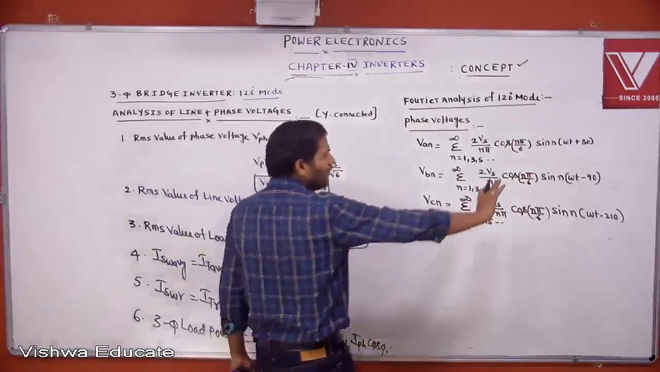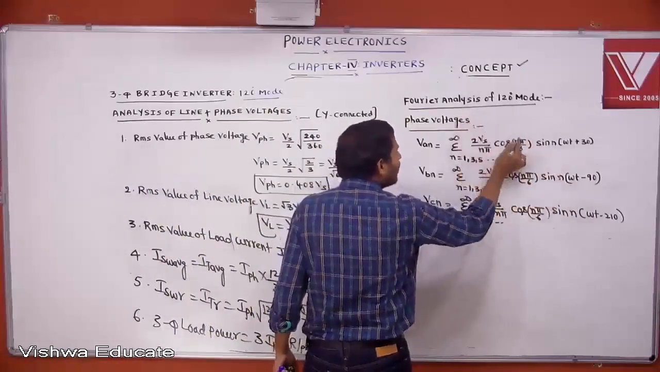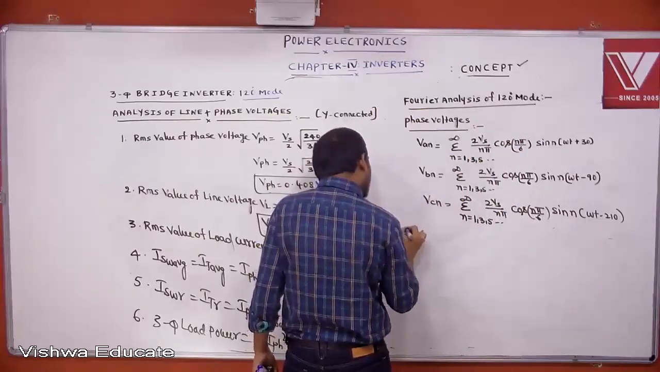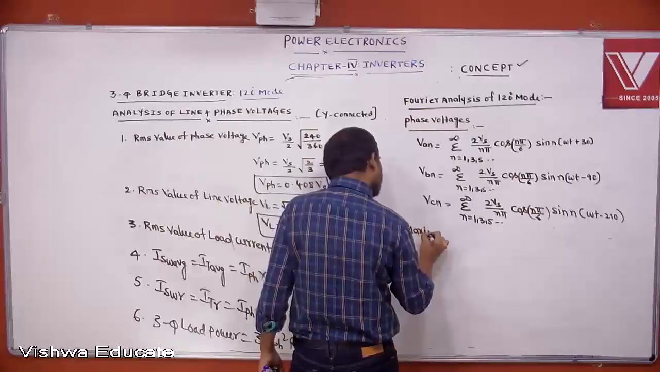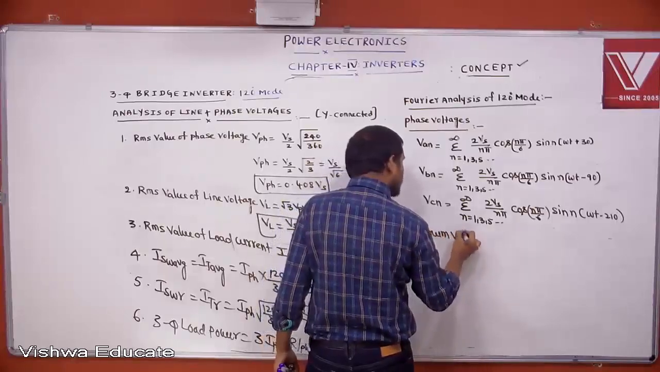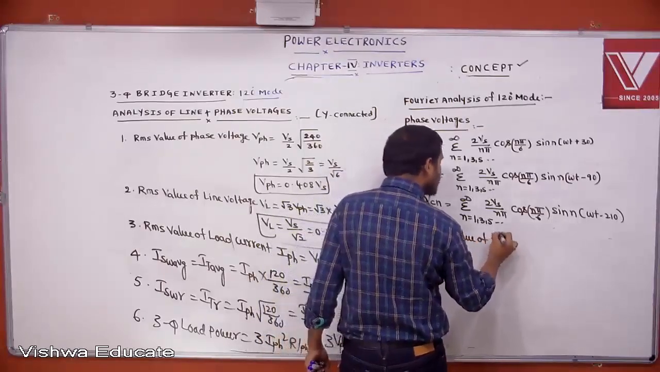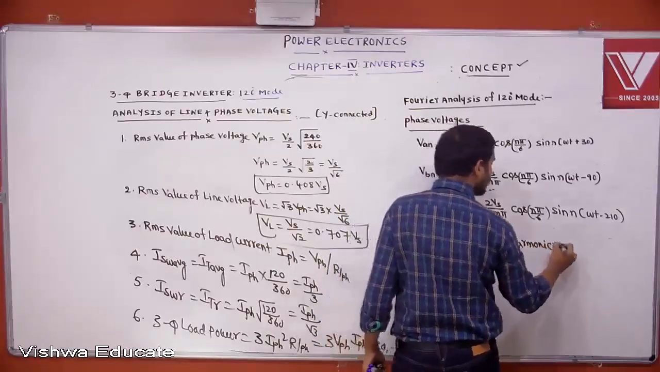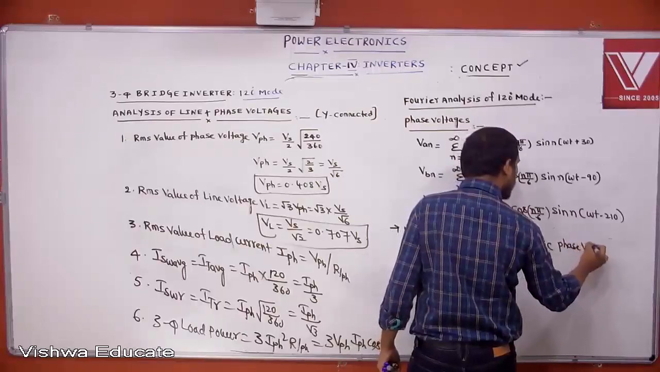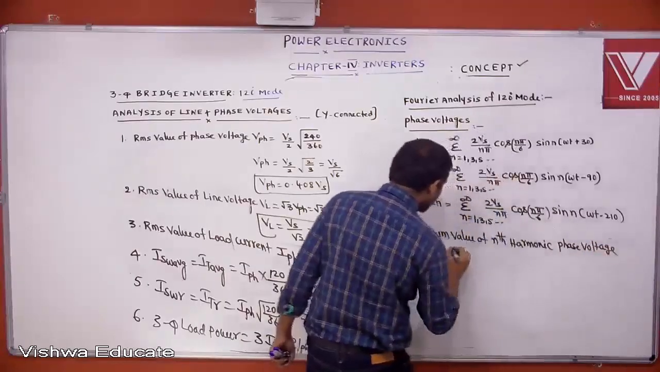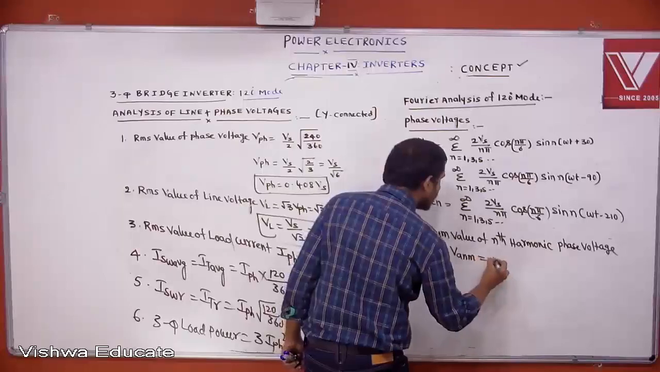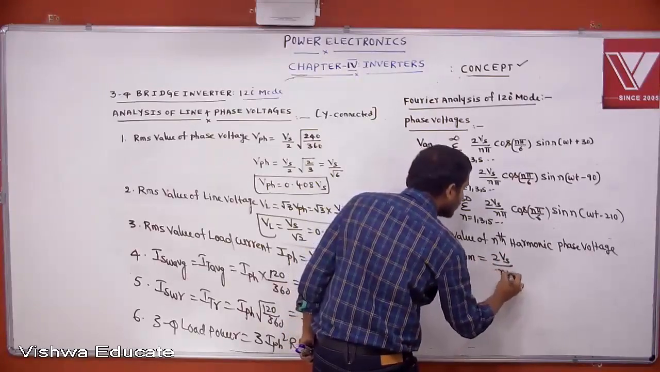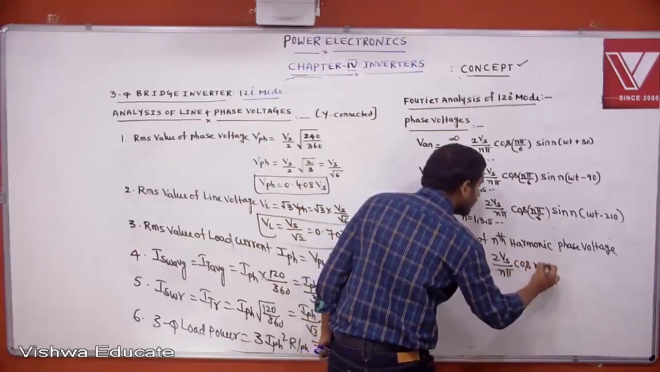Now, all this function is not needed; concentrate only on the magnitude, amplitude. Then I want to write, tell me, what is the maximum value of nth harmonic phase voltage? How much, tell me? What is the maximum value of nth harmonic phase voltage? 2 Vs by n pi cos n pi by 6. Is it okay?